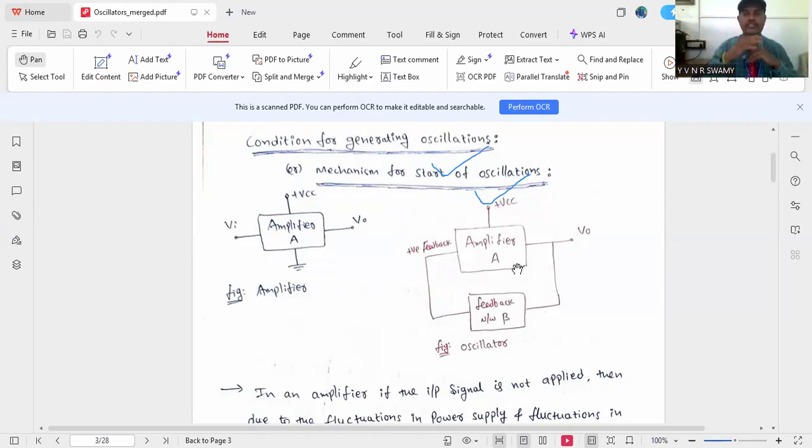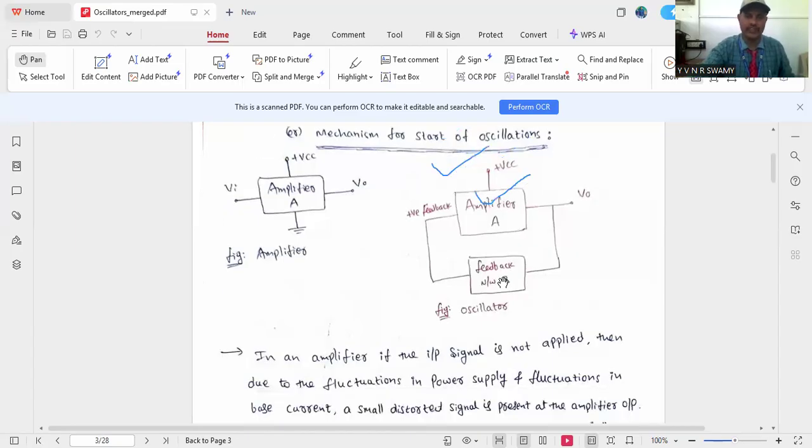Both are providing sinusoidal oscillations. Both are providing sinusoidal output signals. This is the difference between amplifier and oscillator. In an amplifier, we give some input signal and it produces some output. In an oscillator, we are not applying any input signal, but it produces the output.